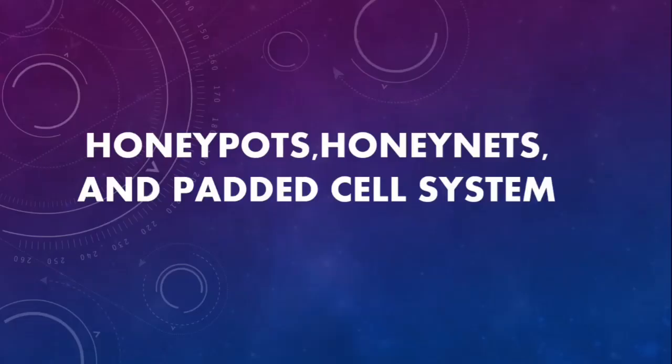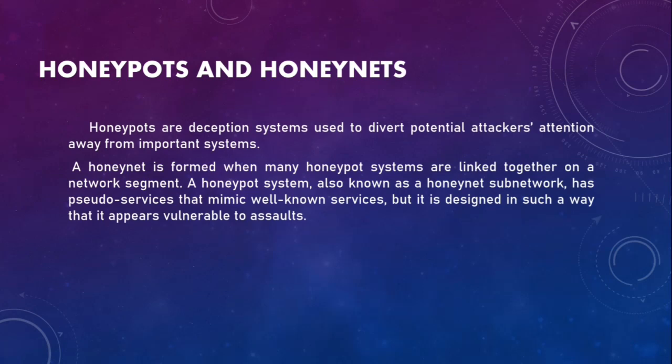Honeypots, honeynets, and padded cell systems. In the world of computer security, there are a lot of different terms and technologies that can be used to protect systems and data. Honeypots and honeynets. Honeypots are deception systems used to divert potential attackers' attention away from important systems. A honeynet is formed when many honeypot systems are linked together on a network segment.